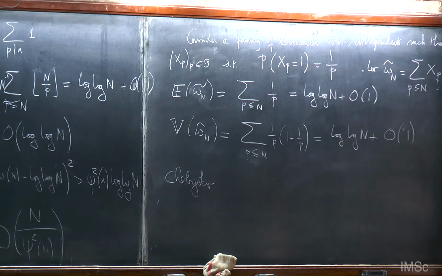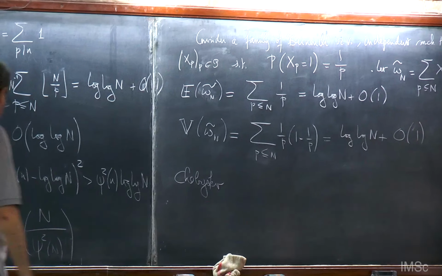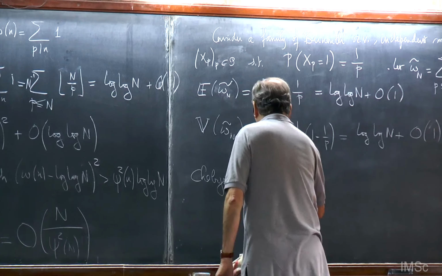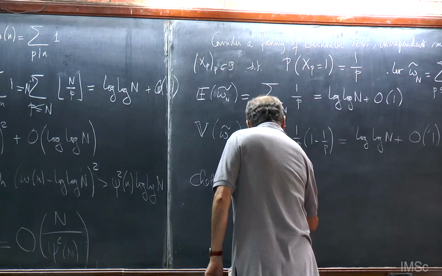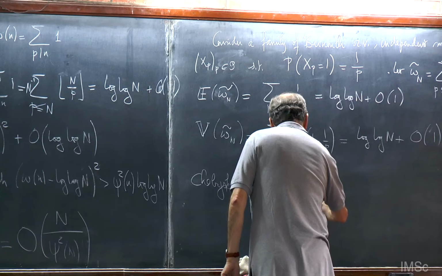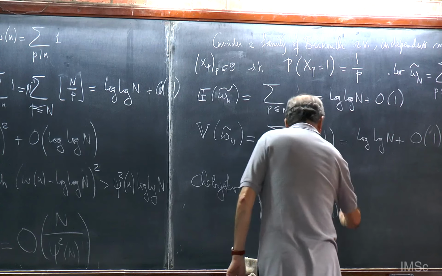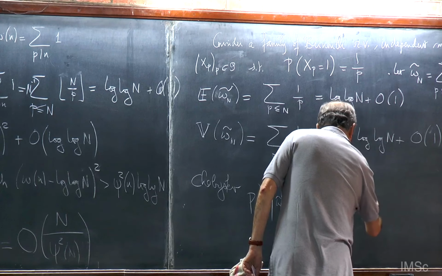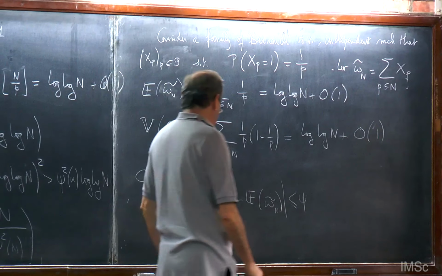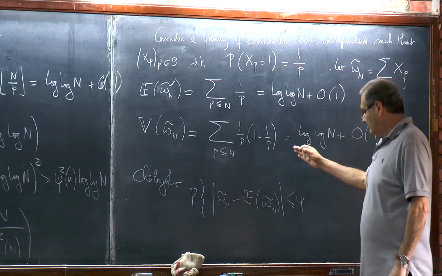Okay? Use the Chebyshev inequality. Chebyshev inequality tells you the following: the probability that omega of n tilde, this is a random variable, minus its expectation, you take it centralized, is at most psi times, I use just a number psi, times not exactly the variance you are looking at, it is the square root of the variance, which is called the standard deviation.